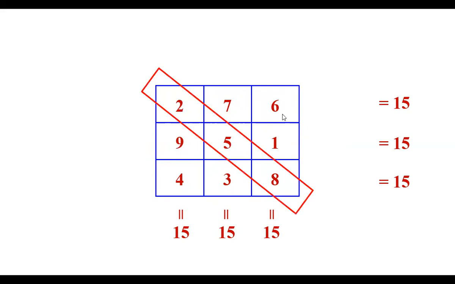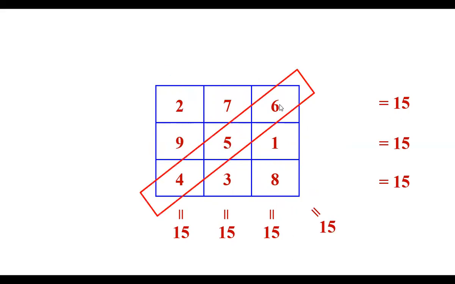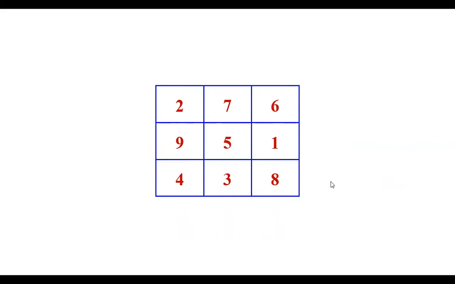So here, we take the diagonal. Right? Diagonal is 2 plus 5 plus 8. That is 15 again. Next, another diagonal, 4 plus 5 plus 6. Again 15. So that's it. The sum of all the elements in any row, any column, or any diagonal is 15. So this is the magic square 3 by 3.